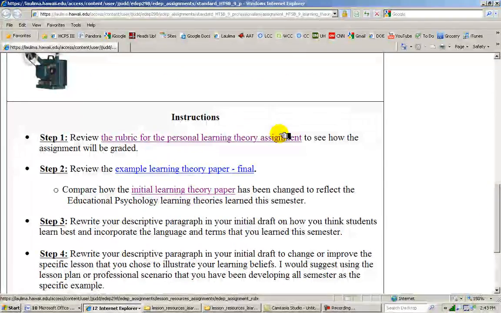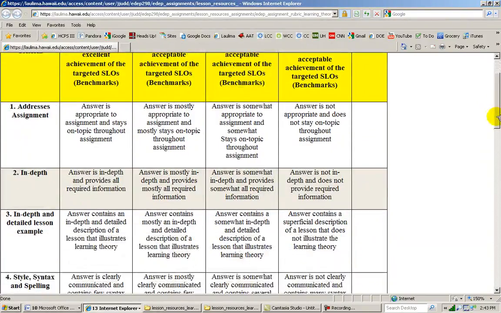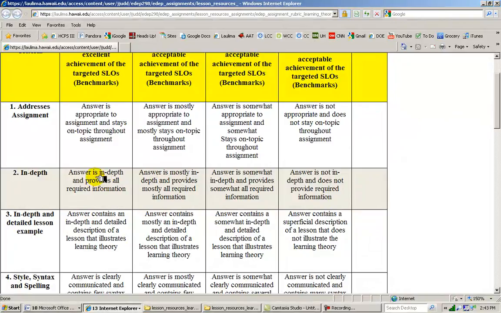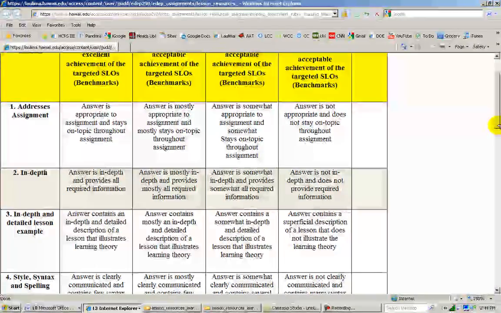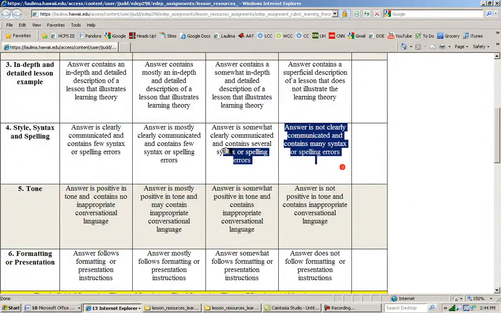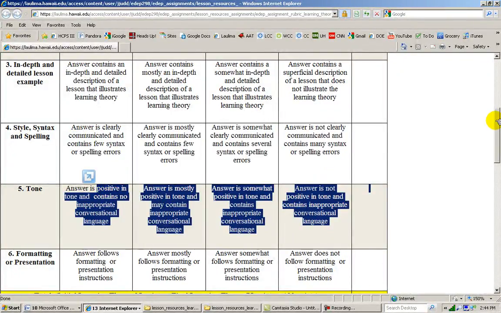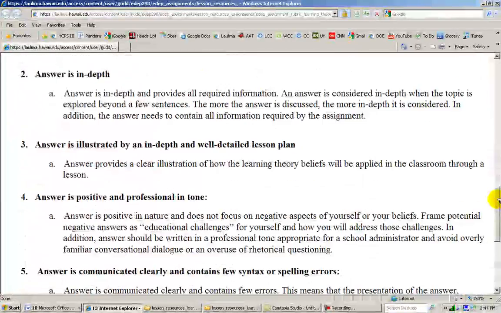You can review in step 1 for the instructions, and review what the personal learning assignment is being graded upon. So let's go ahead and do that real quick. Basically, it's the same as the initial: are you on topic? Is your answer in depth about your learning theory? Do you have an in-depth and detailed lesson example to illustrate it? Is your answer communicated clearly in style, syntax and spelling? Is there a professional tone, and is it formatted or presented clearly? And again, there's some more description about those particular criteria.